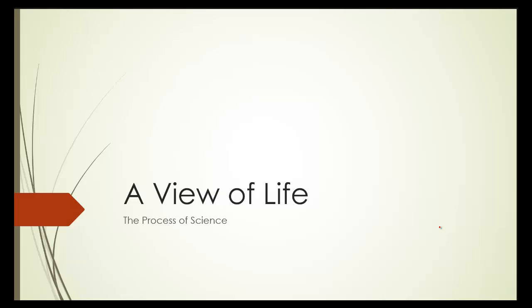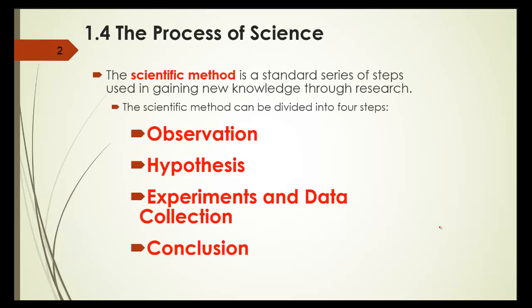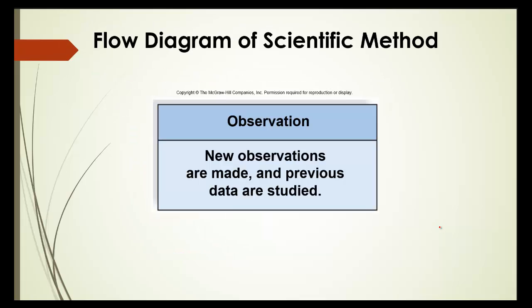In this tutorial we will be discussing the process of science. The scientific method is a standard series of steps used in gaining new knowledge through research. The scientific method can be divided into 4 steps: observation, hypothesis, experiments and data collection, and conclusion.